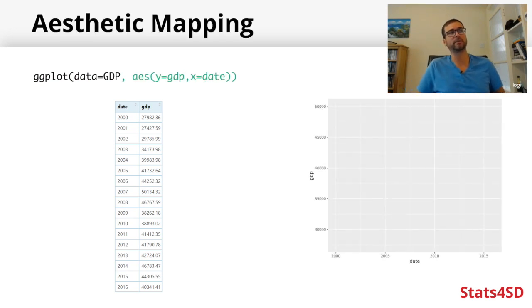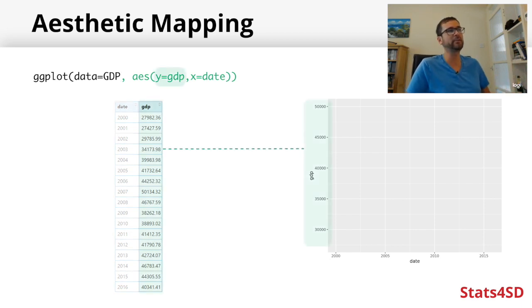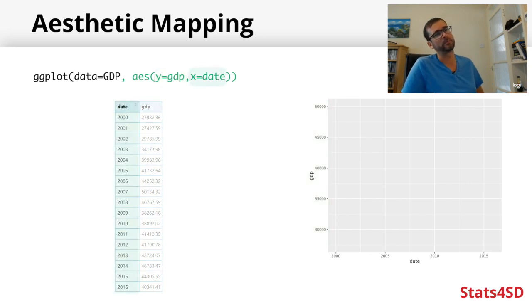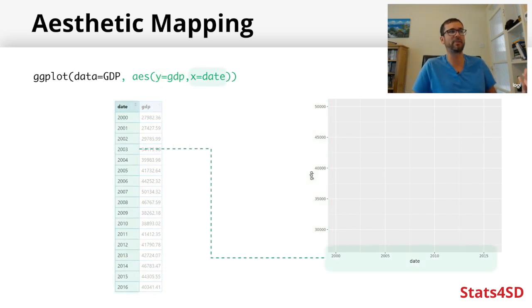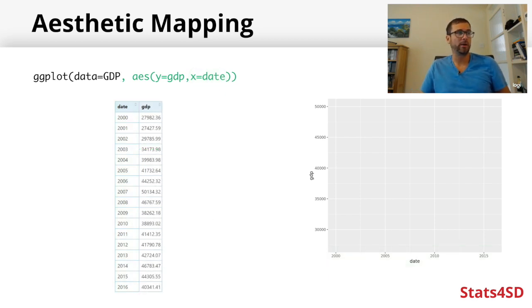So this is the part of the code where we say, okay, which variable do we put on the y-axis? Which variable do we put on the x-axis? So the GDP, we're saying put that on the y-axis. We're saying map that to the y-axis. And the date, we're saying put that on the x-axis. We're saying map that to the x-axis. And the x and the y, this is what we're considering as our aesthetics.